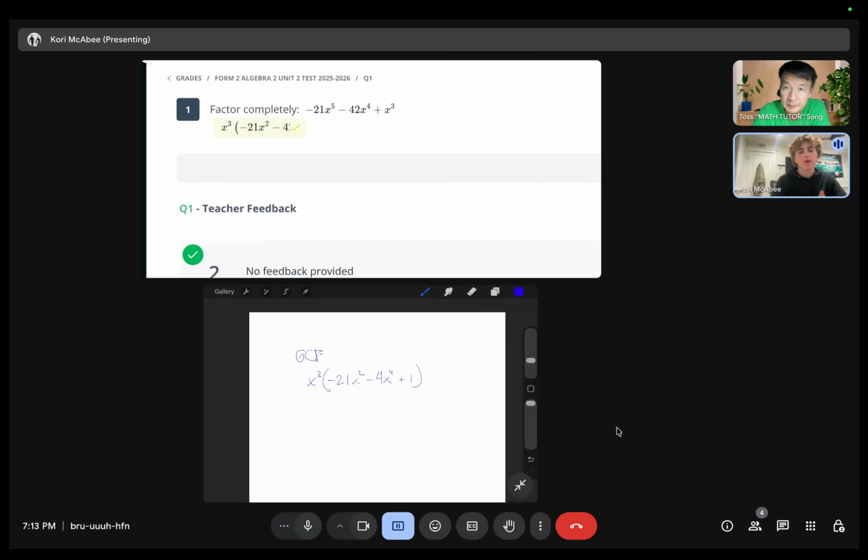It won't let me change it. I just have to do it on this paper, and then tomorrow I'll show it to her. She's going to correct it. All right, let's do that.